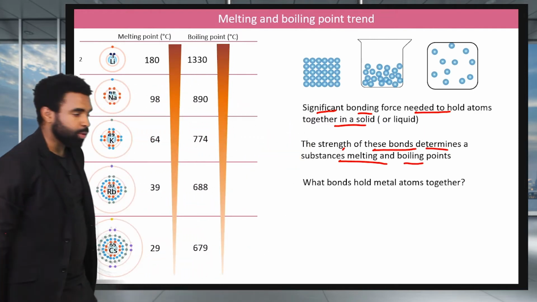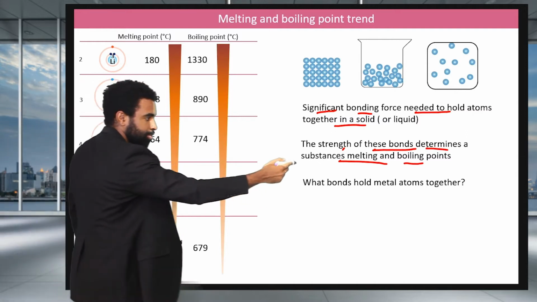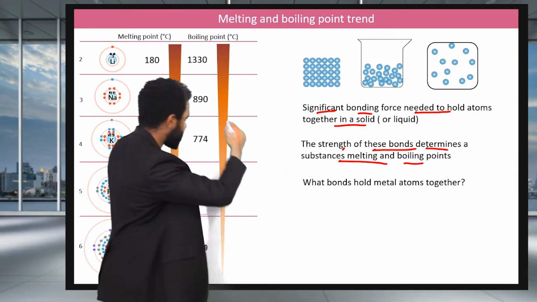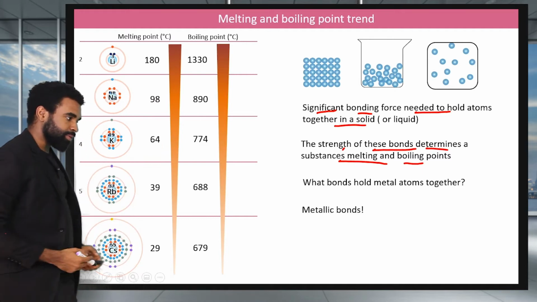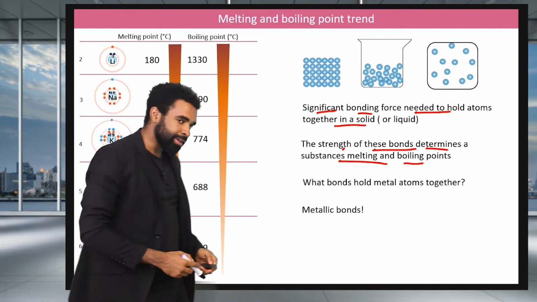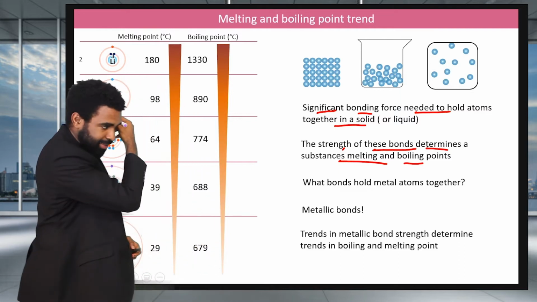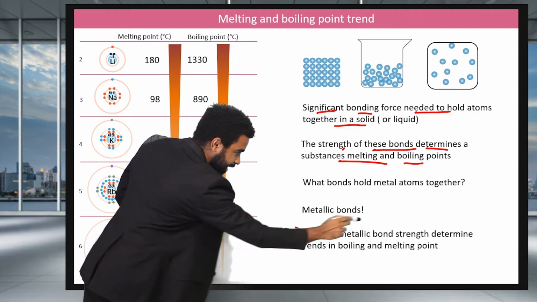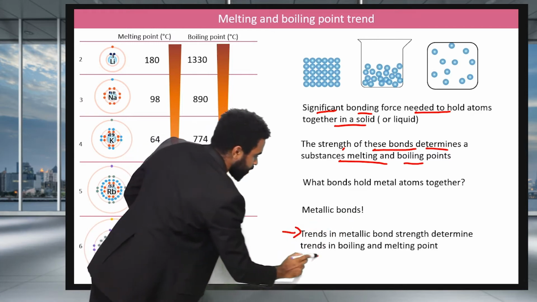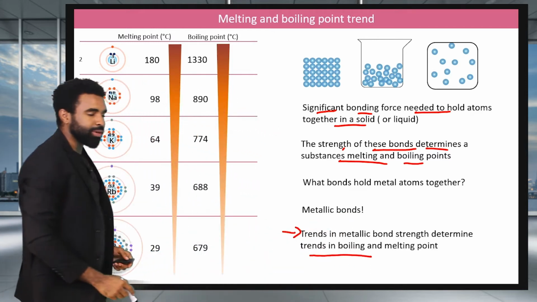Okay? So the question therefore becomes, what bonds hold metal atoms together? And that would help us explain these trends. The bonds that hold metal atoms together are very appropriately called metallic bonds. So let's take a look at these metallic bonds and understand what they are. I say next that the trends in metallic bond strength will therefore determine the trend in boiling and melting point.